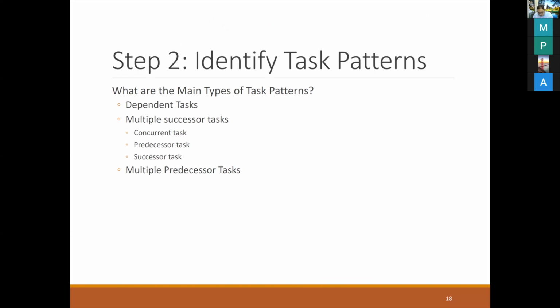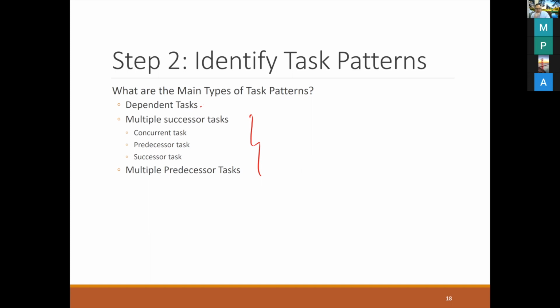For the dependent tasks, it means that these tasks need to have other tasks to depend on. For example, in order to do task 2, you have to finish task A first. Or when we finish task 1, task 2 will follow. So we have successor and predecessor tasks, but we may have multiple successors and multiple predecessor tasks.